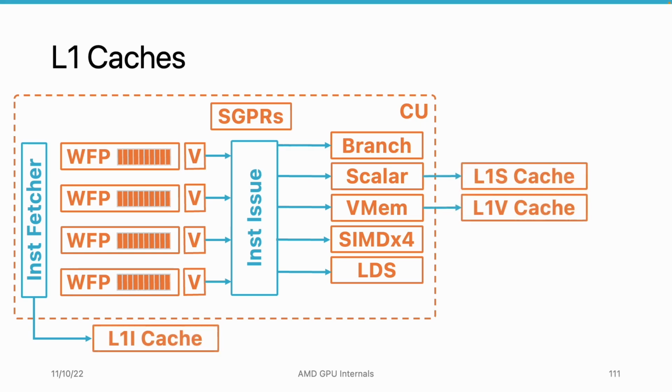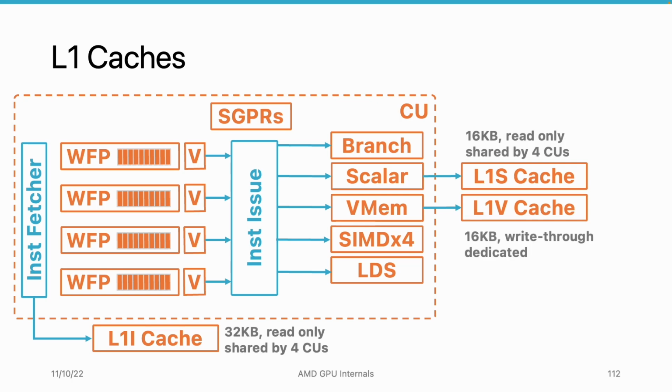Let's connect the compute unit with the memory system. The instruction fetcher is connected to the L1I cache, which stands for L1 instruction cache. We also have an L1S scalar cache and the L1V vector cache. They have different organizations. For example, the L1I cache is 32 kilobytes and is a read-only cache shared by 4 compute units. The L1S cache is 16 kilobytes. It's also read-only and also shared by 4 compute units.